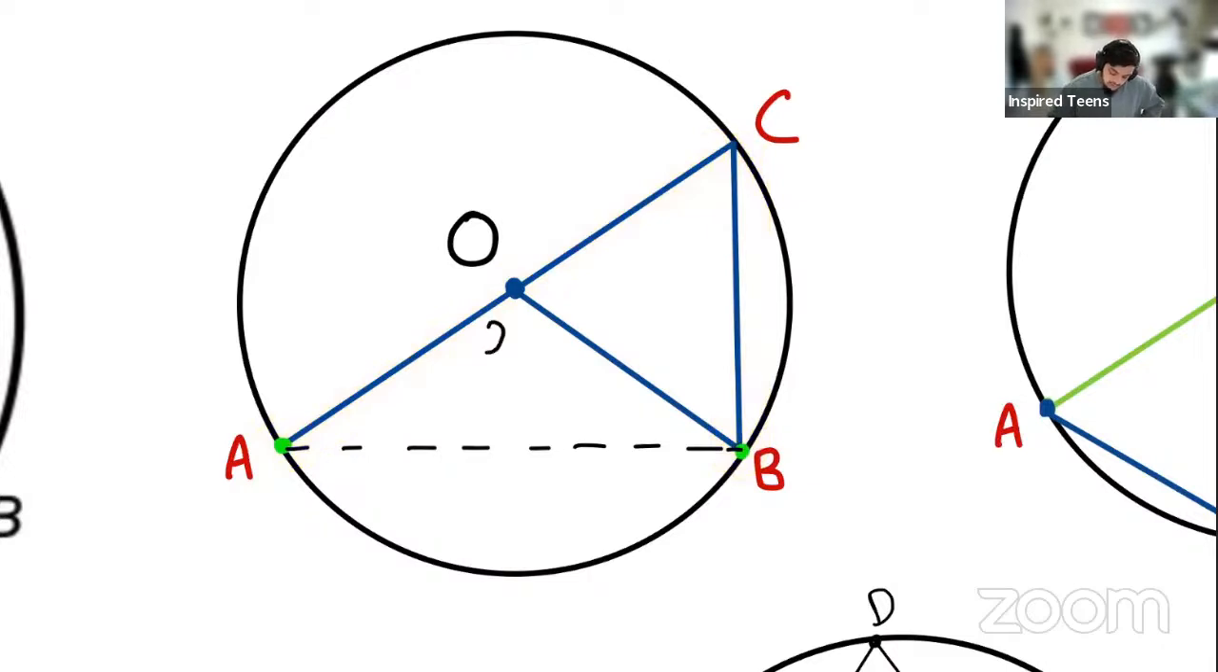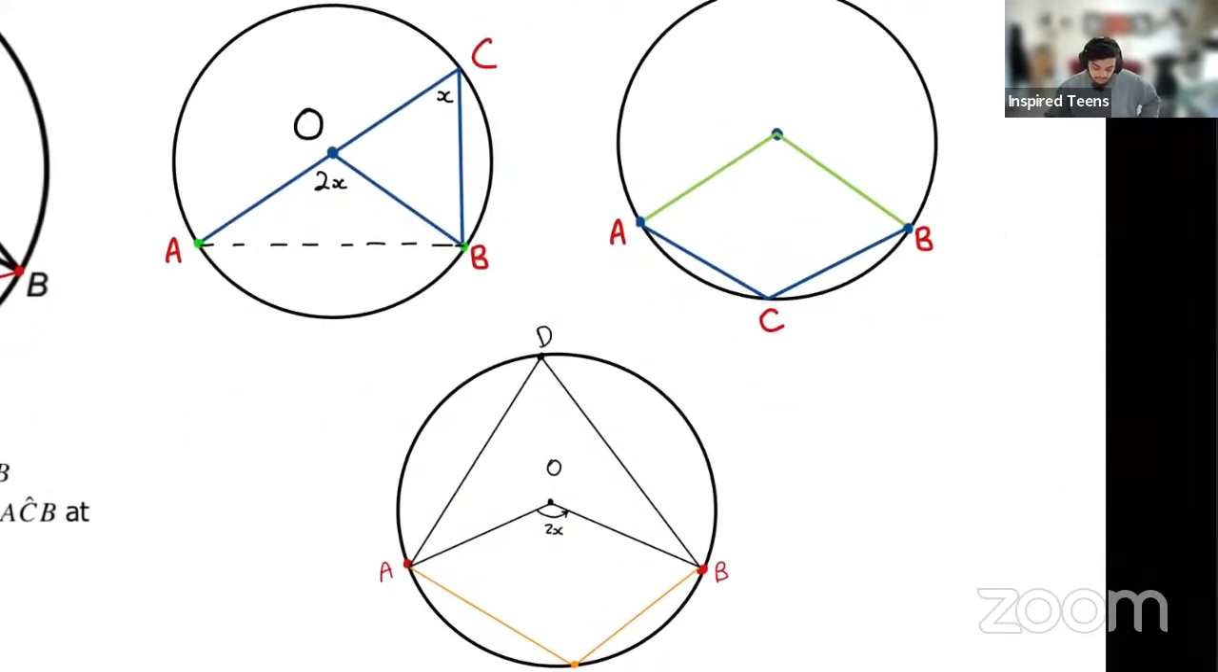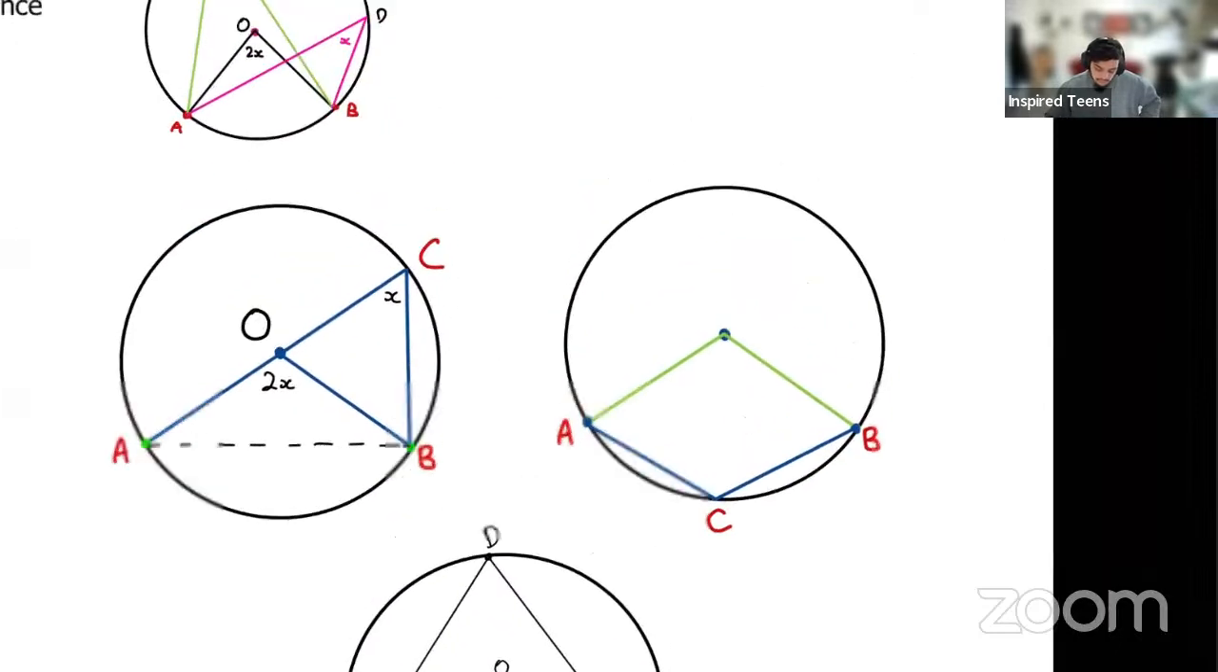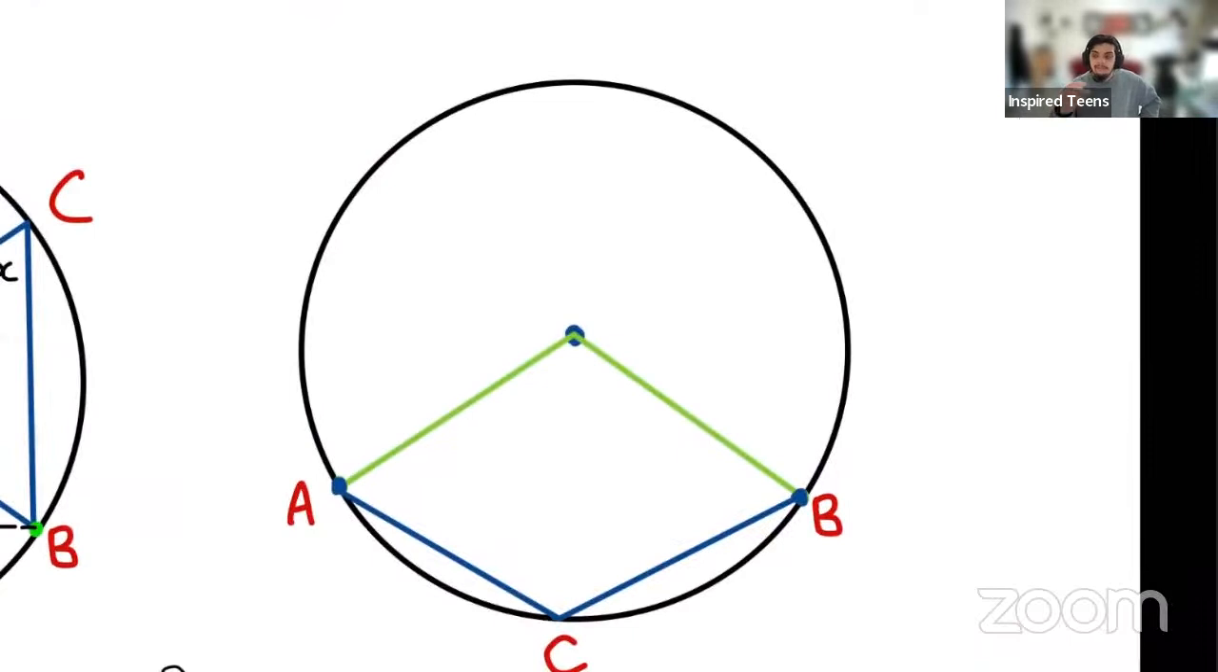So if this is 2x, this is x. Center angles are equal to 2 times that of the circumference angles. I hope that makes sense. Let's move on to the next ruling.